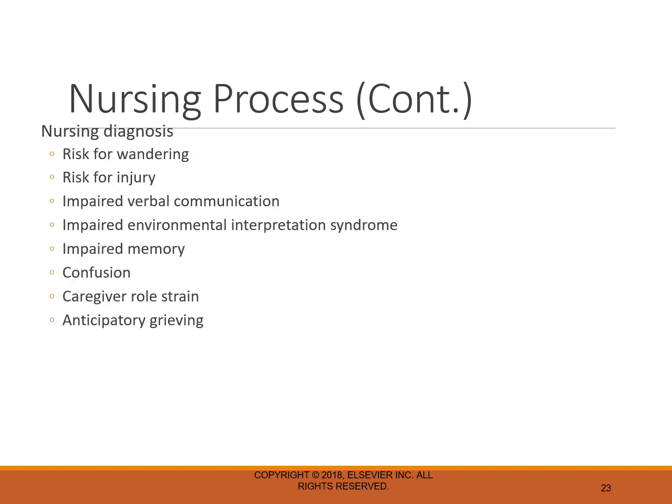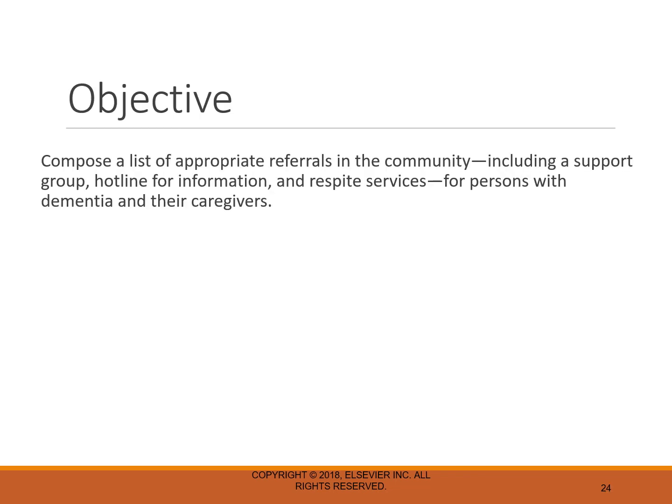So what are the possible nursing diagnoses for the patient? There's high risk for wandering, risk for injury, impaired verbal communication, impaired environmental interpretation syndrome, impaired memory, confusion, caregiver role strain, and anticipatory grieving. Next objective is to compose a list of appropriate referrals in the community, including a support group, hotline for information and respite services for persons with dementia and their caregivers.